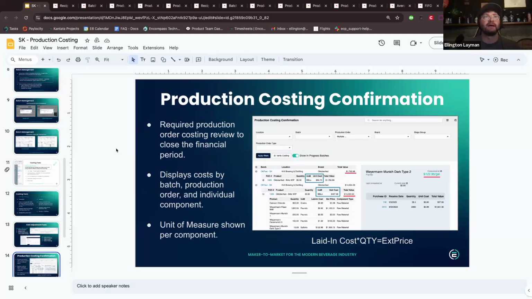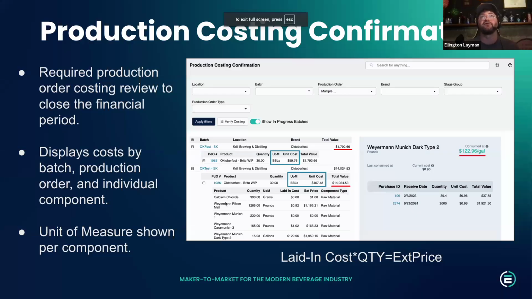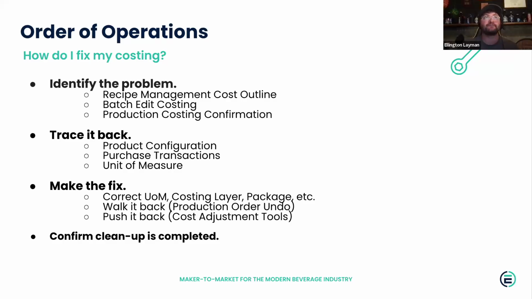Okay, we are going to jump back here to our slides. All right, that was our production costing confirmation, and we saw what that looked like. And then we walked it back and we made that change. So this is now pounds, not gallons, and we fixed our issue for our single production order. Now, what was that order of operations again? How can I fix my problems? Where do I go first? So here it is. How do I fix my costing?